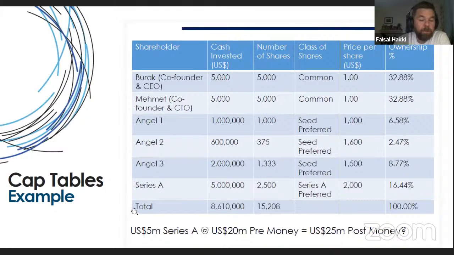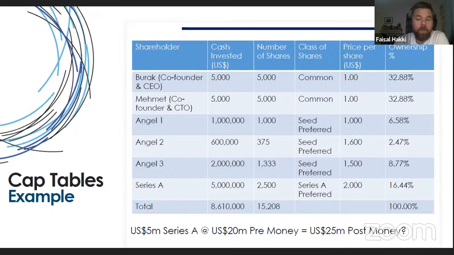Now, one very common question that people ask is, if this company raised 5 million at a pre-money of 20 million, shouldn't their post-money be 25 million? Actually, in this case, their post-money is significantly more than 25 million because of that convertible debt. The easiest way to calculate it is you take the last price per share that was paid by the Series A investors, the $2,000, and multiply it by 15,208 shares, and you arrive at a post-money of 30 million plus. So in this case, the post-money was higher because of the different treatment of the convertible debt.